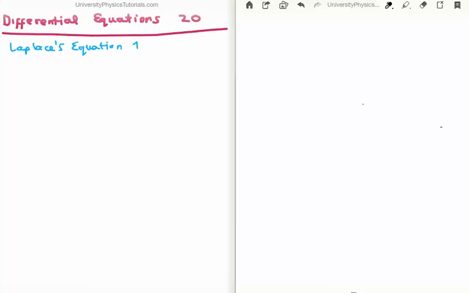So before we discuss Laplace's equation, it's best to discuss another equation called Poisson's equation. If we take the Laplacian of a function, I'm going to call the function v, so it's the Laplacian of a scalar, and we get a constant. We call this particular equation Poisson's equation.